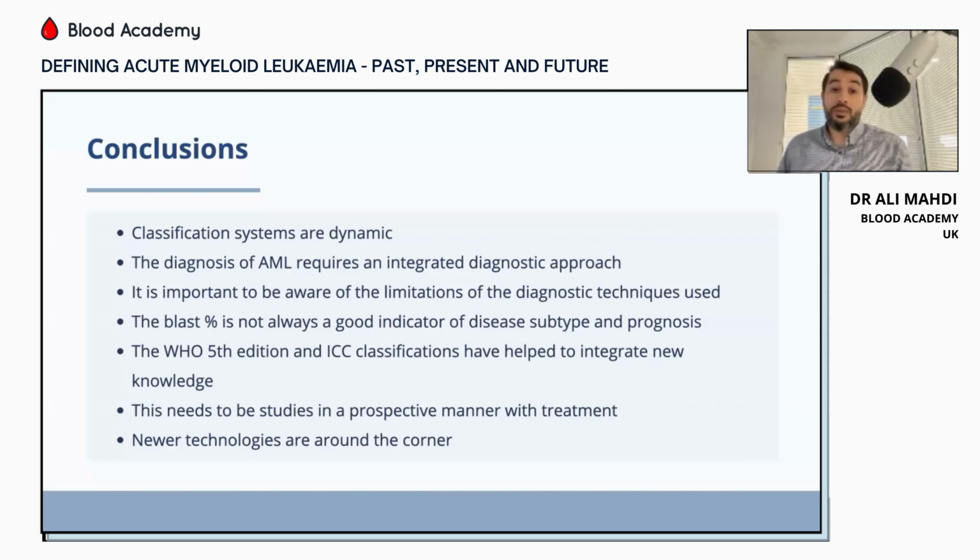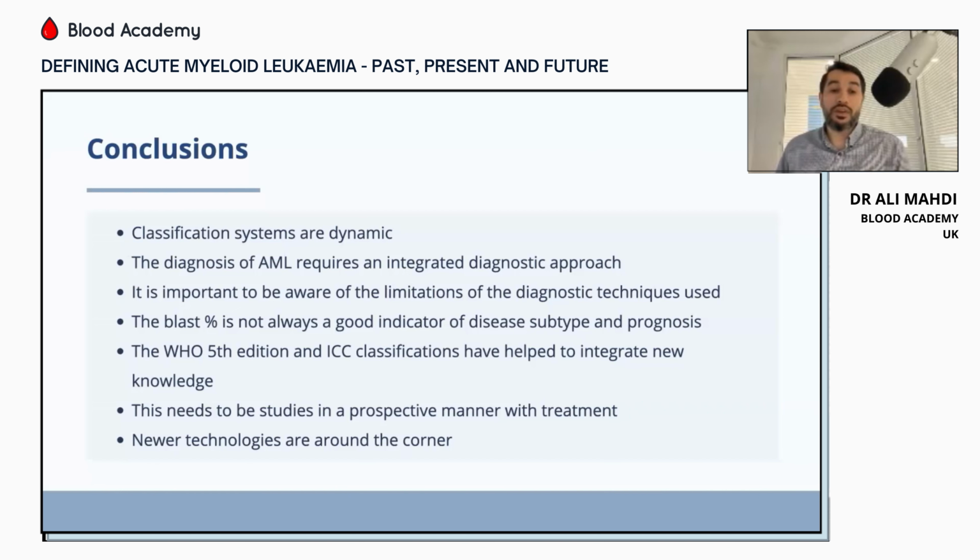It's important to be aware of the limitations of the diagnostic techniques used, and hopefully I've highlighted that with regards to morphology, flow cytometry, and immunohistochemistry. I've shown some data with regards to the blast percentage not always being a good indicator of tumor burden, as well as disease subtype, and ultimately defining patients' prognosis and their treatments as well.